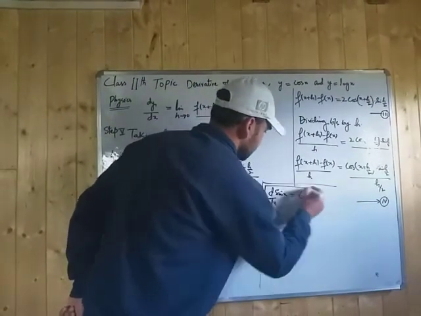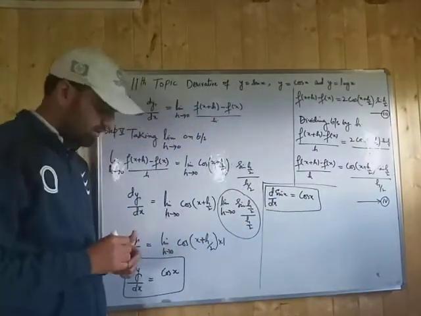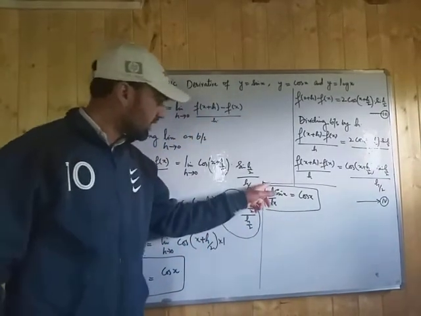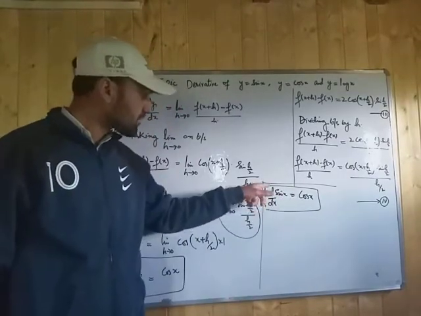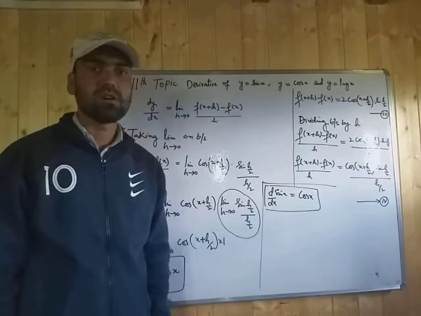So this is the formula we have. Now we have another formula, that is d by dx of sine of x is equal to cos of x. So this is the derivative of sine of x equal to cos of x.